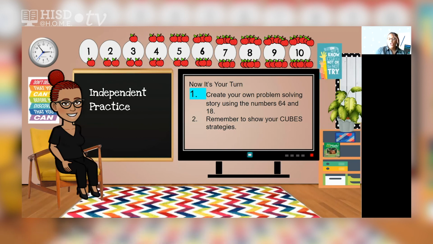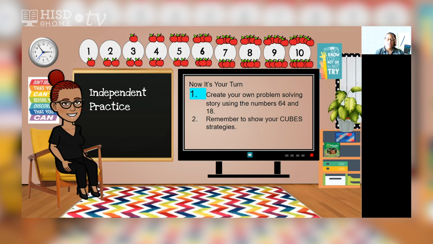Second graders, you are going to create your own problem-solving story or word problem using the numbers 64 and 18. So in your story, you're going to have to use the numbers 64 and 18. You decide if your story is going to be representing addition or subtraction. Remember to show your cubes strategy. So once you write that story, make sure that you use the cube strategy to show your work.